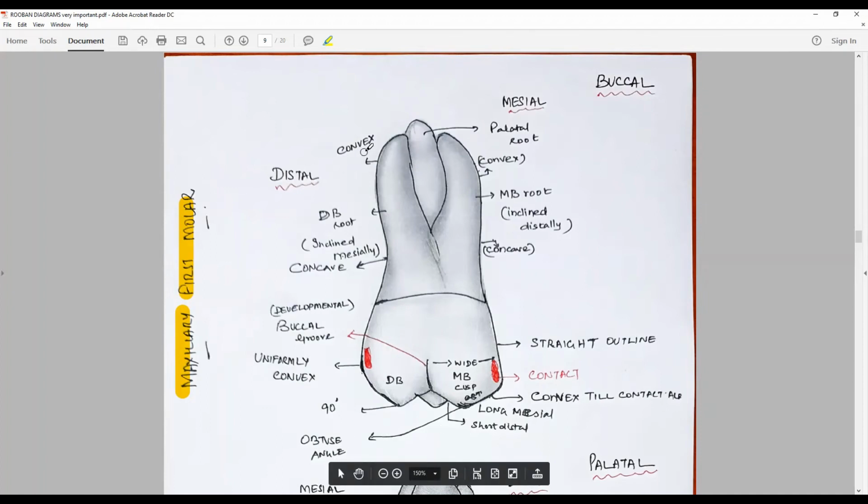Then here along the distal surface, it is uniformly convex till the contact area, after which it is nearly straight or mildly convex. The cervical line, as we said, is flat.